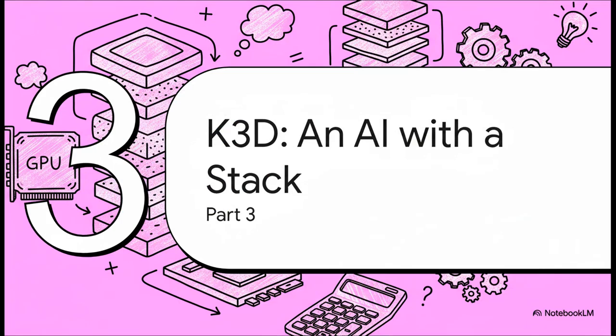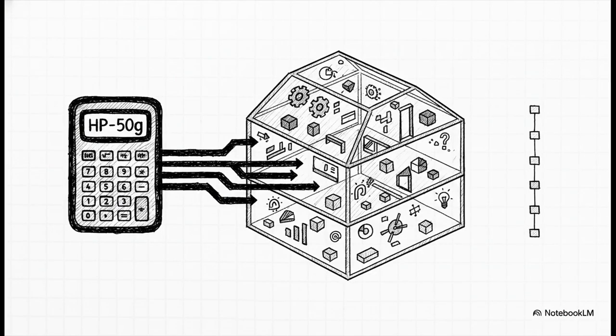But what if there was another way? What if we could actually build an AI that runs its GPU in living stack mode? This is where we can talk about an alternative architecture, a project called K3D. To really get what K3D is trying to do, start with this mental picture.